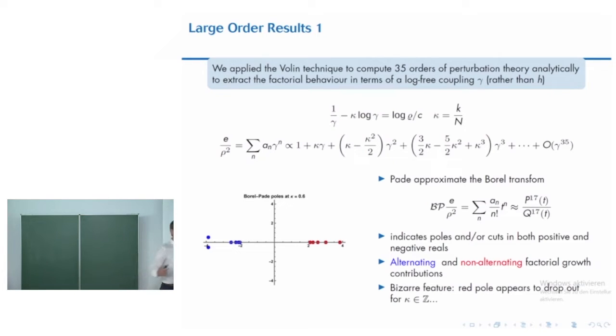Now you know the game. I've got an asymptotic series, I've got to find the Borel poles. So that's what we did. Okay, we found the Borel poles. Now, because I don't have infinite orders of perturbation theory, we have to approximate this. So instead of a perfect cut, I have an accumulation of discrete poles. But you should view this accumulation of discrete poles as a cut. And again, we see this structure of alternating and non-alternating contributions. Actually, there's a bizarre feature that these red poles just disappear when kappa is an integer. That's funny. There'll be a reason for that.